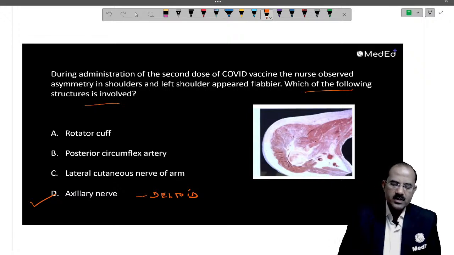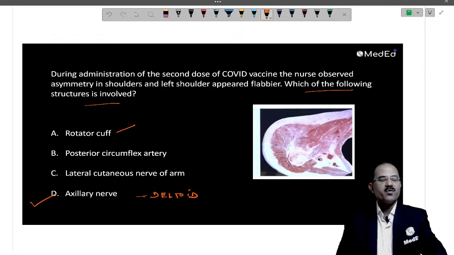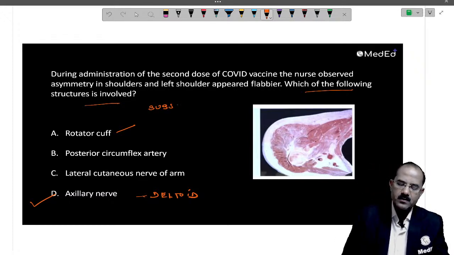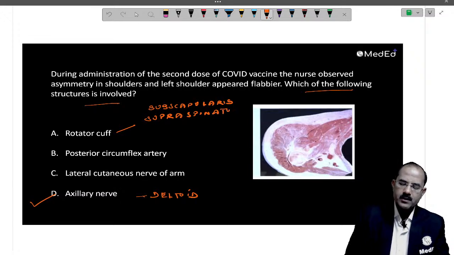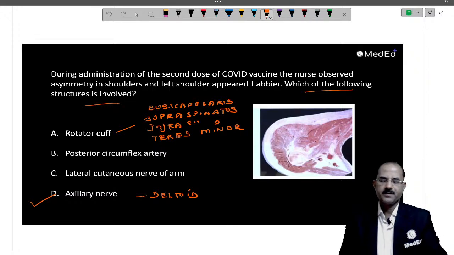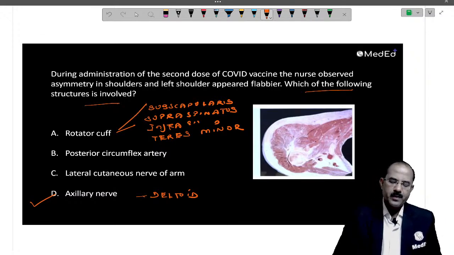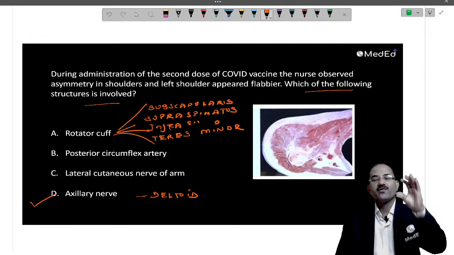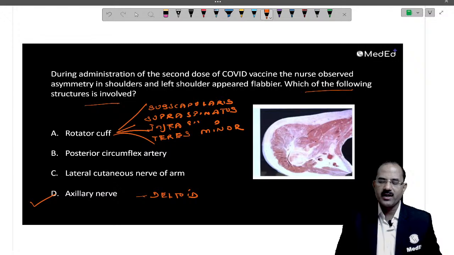What is the rotator cuff? The rotator cuff is formed by 4 muscles. Any guesses? One is the subscapularis. The second one is supraspinatus. Infraspinatus. Teres minor. So subscapularis, supraspinatus, infraspinatus, and teres minor. Together, these 4 muscles form what is known as the rotator cuff muscles, right?